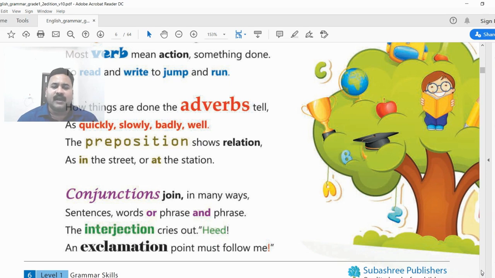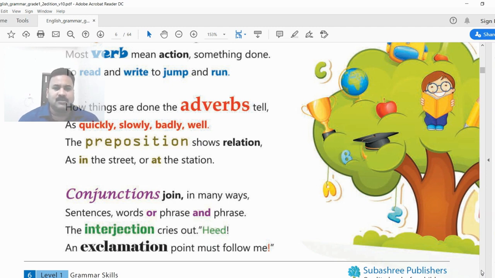The interjection cries out, heed. An exclamation point must follow me. So whenever there is an interjection, it will be followed by an exclamation mark. An interjection is a sudden emotion or feeling. The words which express these sudden emotions are called interjections. Oh, what a lovely day! So oh will be followed by an exclamation mark. Or alas, he is no more! So after alas, we put an exclamation mark.